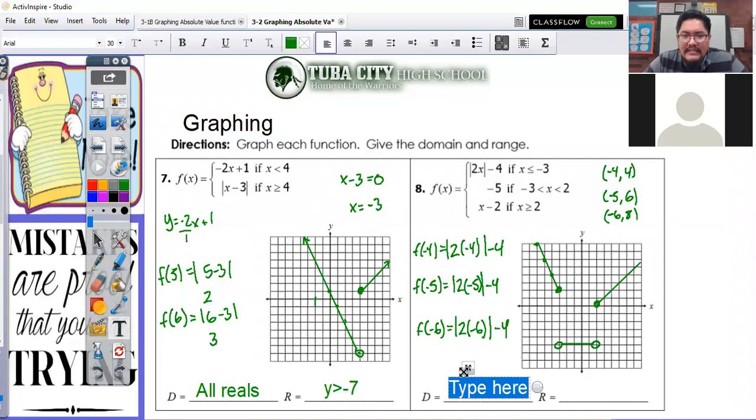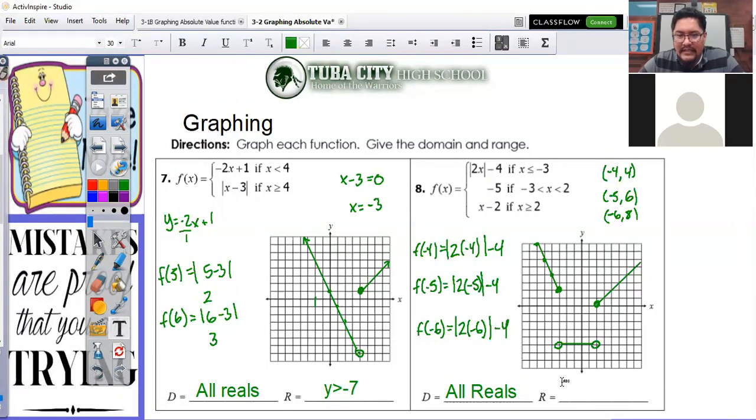And the domain in this case would be, now with these ones, you got to be careful because sometimes there will be a hole, but this opening is covered by that closed circle, and same thing with this one here. So we do have a continuous line that's able to move from one side to the other without any holes or gaps or jumps in there. So in this case, this would be all reals again.